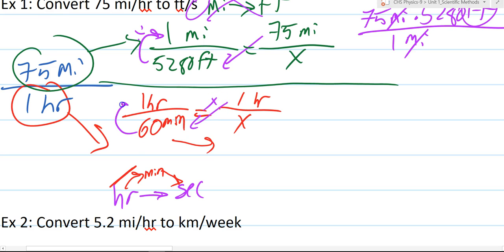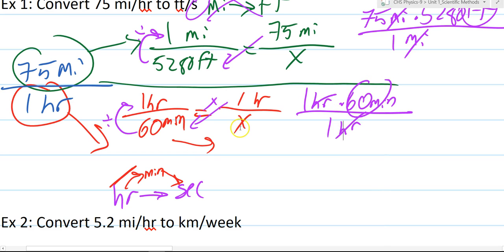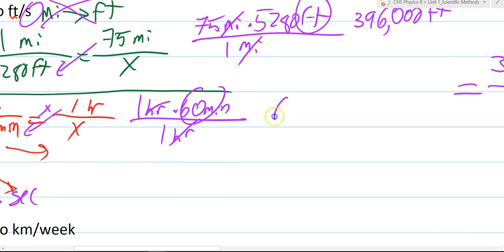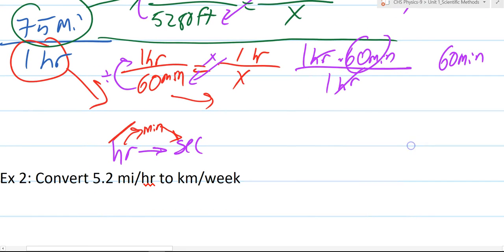So I end up with 1 times 60 divided by 1. So I've got my 1 hour times 60 minutes over 1 hour. The hours go away. I'm left with 60 minutes. So I've got 60 minutes as my given now. So I've taken care of this step right here.